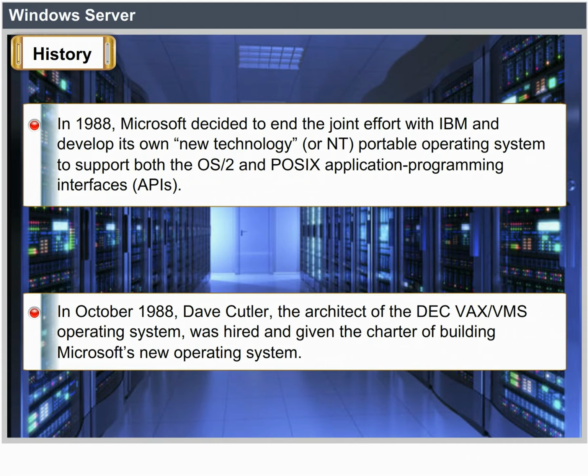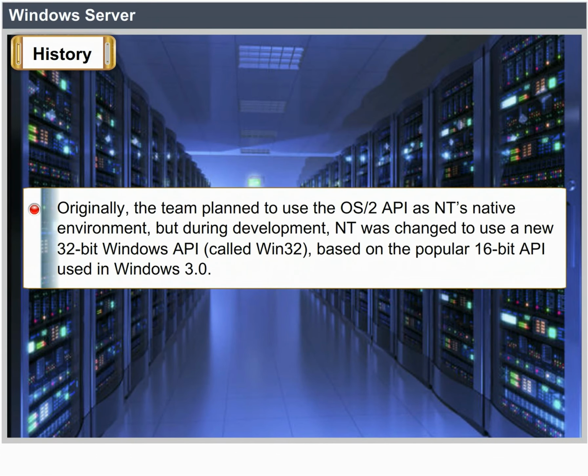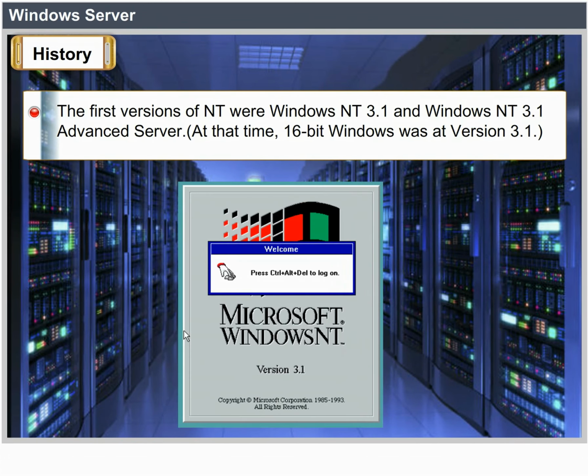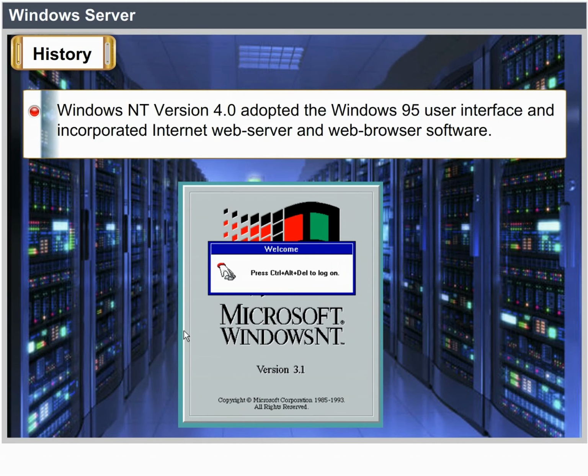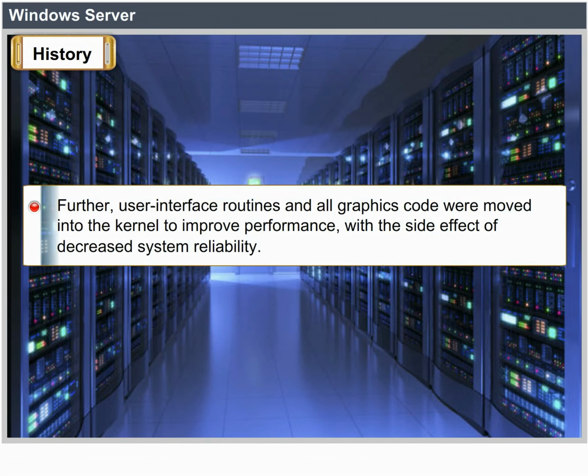Originally, the team planned to use the OS/2 API as NT's native environment, but during development, NT was changed to use a new 32-bit Windows API called Win32, based on the popular 16-bit API used in Windows 3.0. The first versions of NT were Windows NT 3.1 and Windows NT 3.1 Advanced Server. At that time, 16-bit Windows was at version 3.1. Windows NT version 4.0 adopted the Windows 95 user interface and incorporated Internet web server and web browser software. In addition, user interface routines and all graphics code were moved into the kernel to improve performance, with the side effect of decreased system reliability.